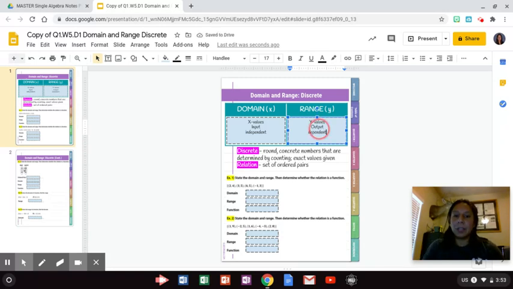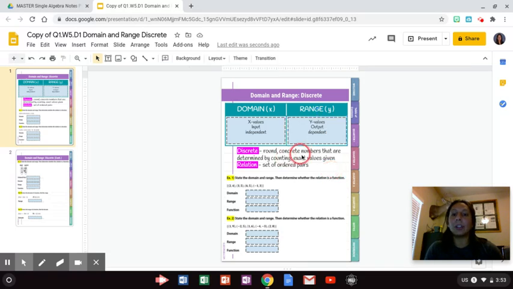Now we're going to go over what discrete means. Discrete is hard, round, concrete numbers that are determined by counting. What that means is they're an exact value. For example, if I were counting people, people are discrete. I either have 5, 10, 13 people. I can't say that I have 1.2573 something that just keeps going of a person. You either have 1, 2, 3, so on. You cannot have a different number other than those. They're numbers that are countable, that are certain values.